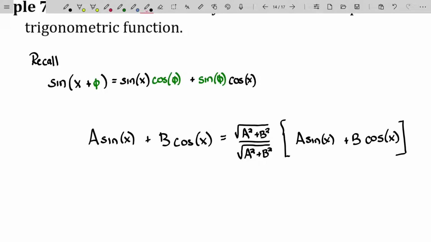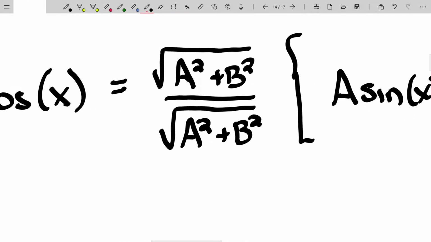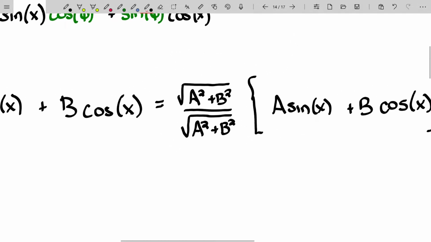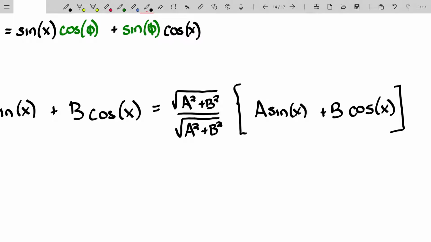So I've multiplied the entire expression just by the number 1. But the form of the number 1 that I've chosen is the square root of a squared plus b squared. Now, obviously, that is reminiscent of the Pythagorean theorem and the hypotenuse of the triangle used for the Pythagorean theorem. But there's a huge and very important reason why we do this.